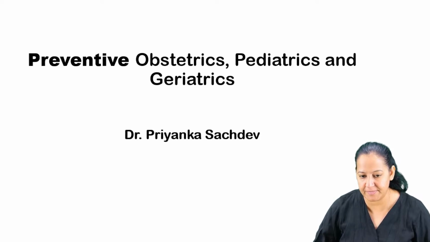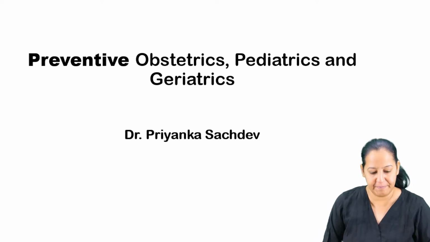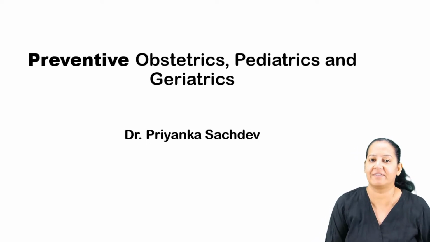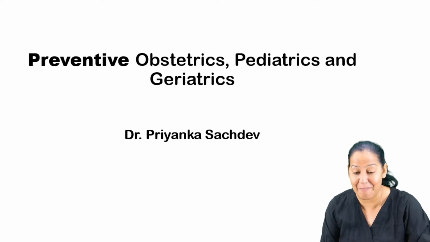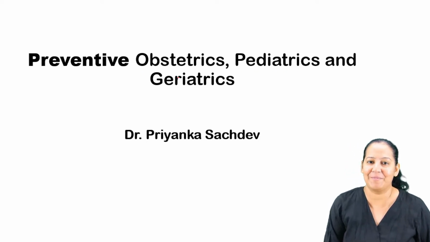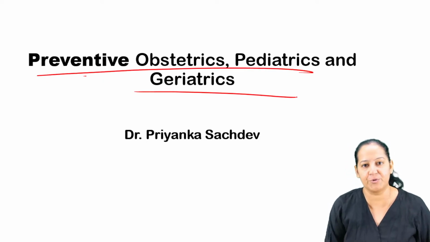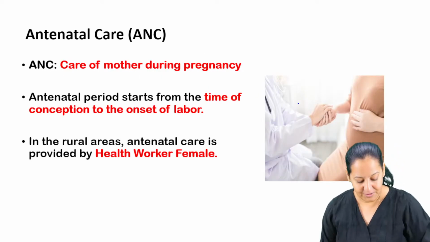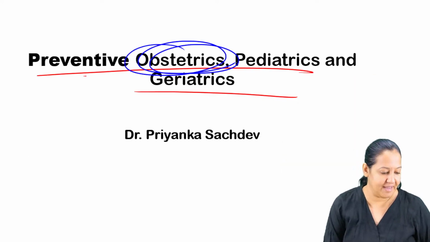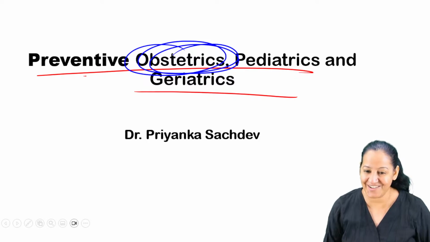Next chapter. We are done with the first chapter, health and disease. The next chapter I opted, from which maximum questions come in your exam, is preventive obstetrics, pediatrics and geriatrics. Quickly we will cover this chapter. Chapter by chapter we will do the rapid revision of PSM. So let's start with the obstetric care.